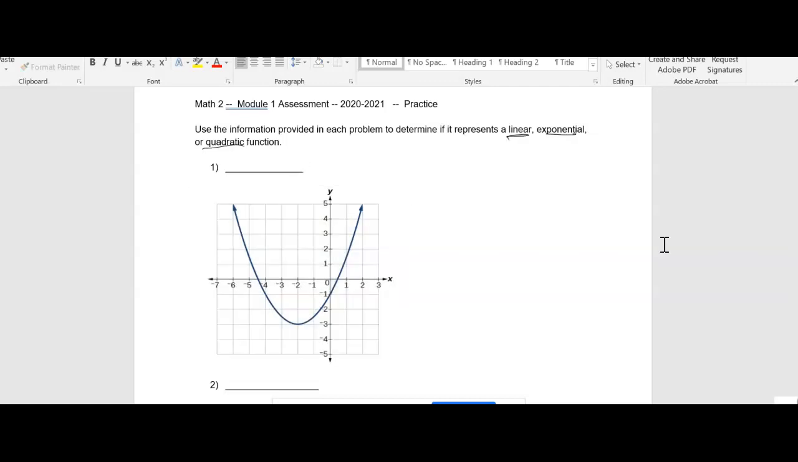If we were to look at this number 1 here, hopefully we understand that a U-shaped graph, that's our new shape. We wouldn't have dealt with the U's last year, and our new function is a quadratic. So based upon a graph, if you see a U-shaped graph, we know that's going to be a quadratic without any real work done to it.